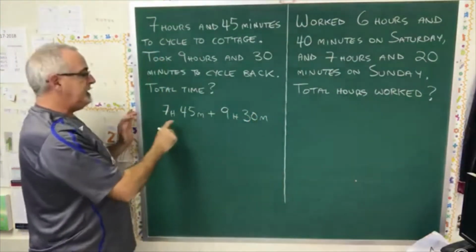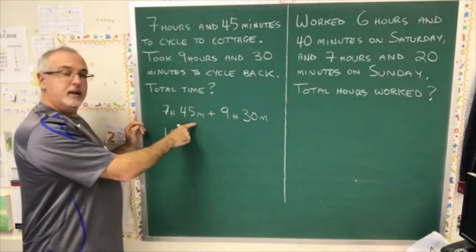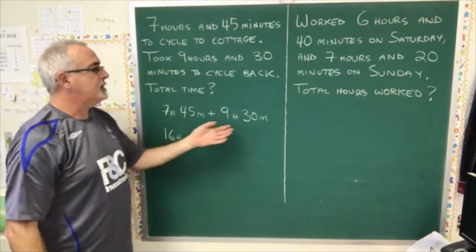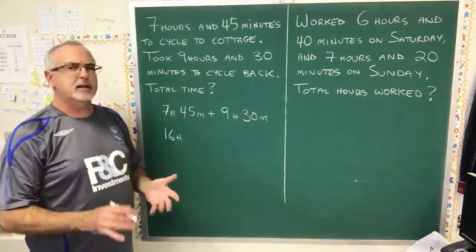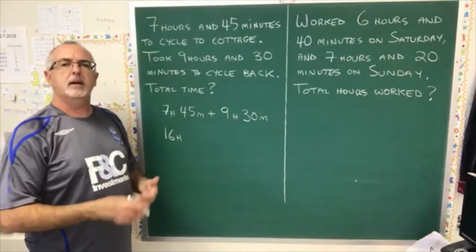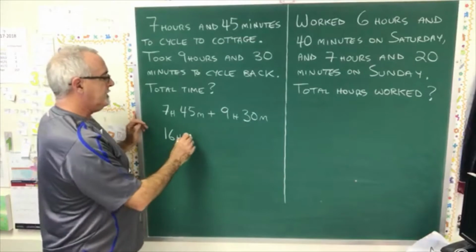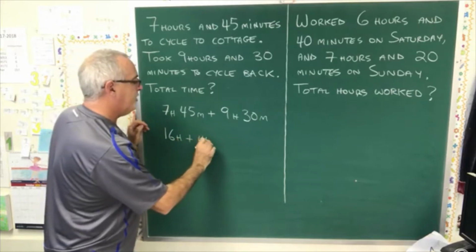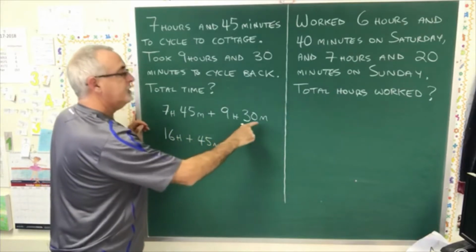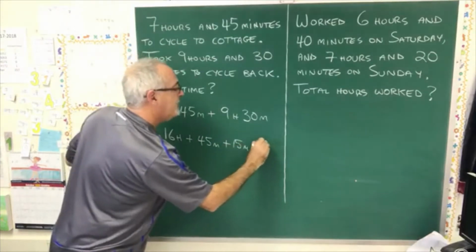Adding the hours is easy. 7 plus 9 is 16 hours. But when I add the minutes, 45 minutes plus 30 minutes is 75 minutes. And 75 minutes is 1 1/4 hours. The way I can show this is to say plus 45 minutes plus 15 minutes plus another 15 minutes.